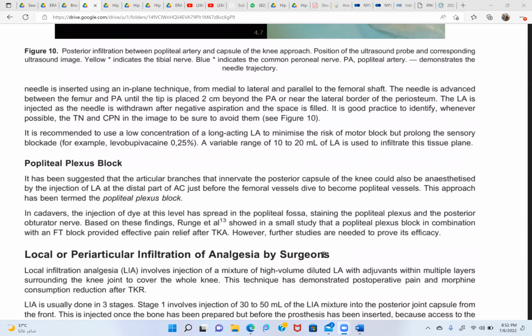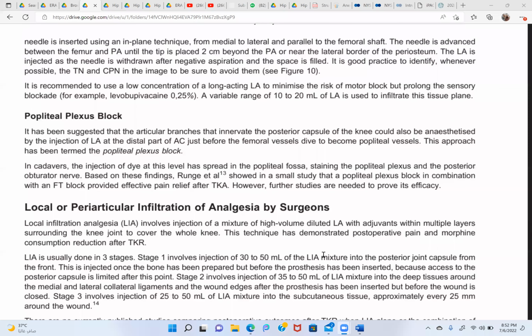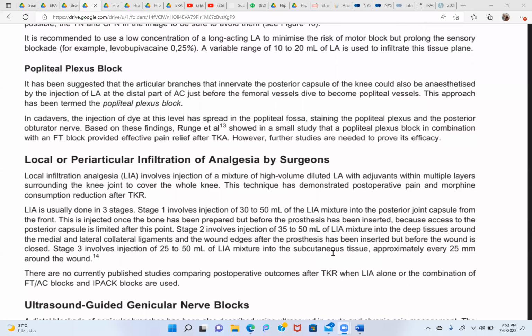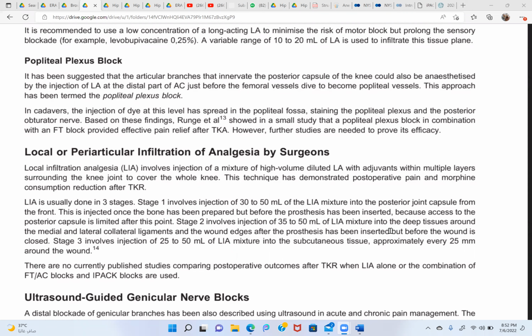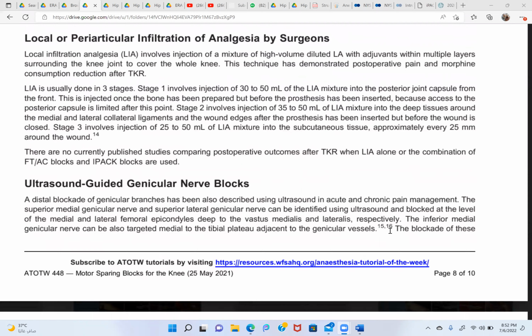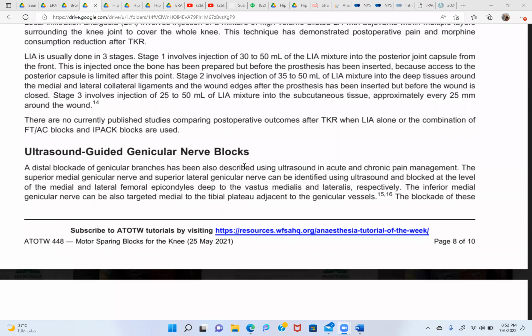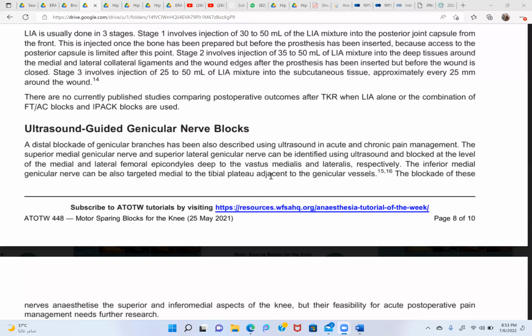Okay, so actually, even they are also injecting morphine in the joint. I have seen some people doing it, morphine, and they also add tranexamic acid. Tranexamic acid, morphine, local anesthetic. They have tried a number of things. So genicular nerve block is also being used. A distal blockade of genicular branches has also been described using ultrasound.